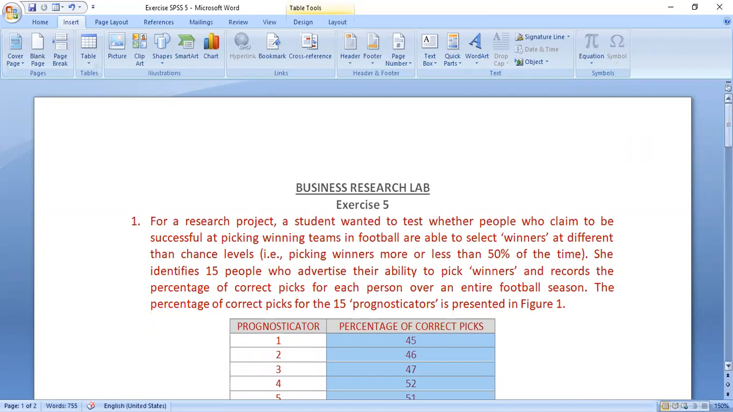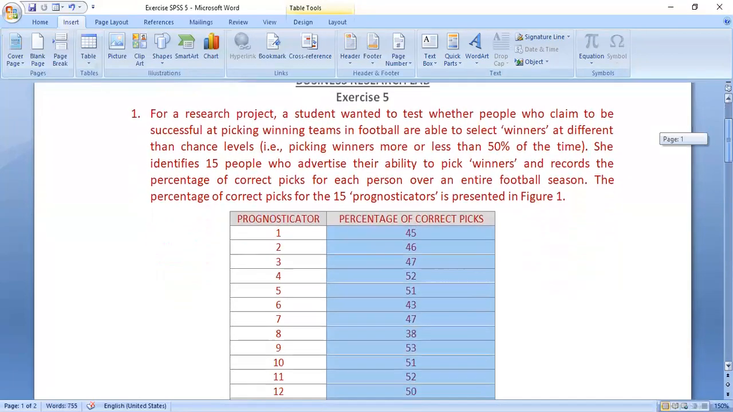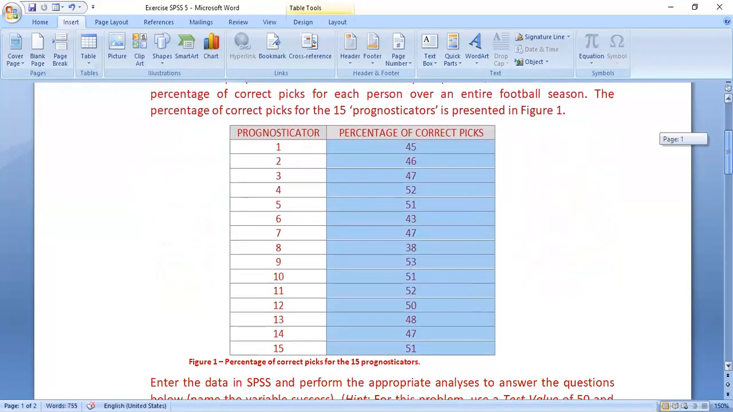We have a research project student who wants to test whether people who claim to be successful at picking winning teams in football are able to select winners at different than chance levels. That is, picking winners more or less than 50% of the time. This girl who is doing this research identifies 15 people who claim to have the ability to pick winners and records the percentage of correct picks for each person over an entire football season. The percentage of correct picks for the 15 prognosticators is presented in figure 1. So that's given to us, and this is the data we have got.